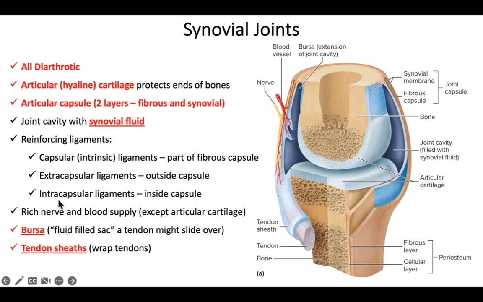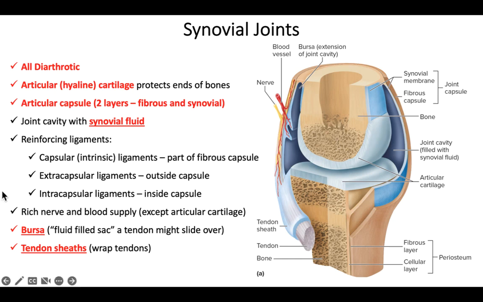And then you might have intracapsular ligaments. Those are found actually inside the cavity or inside the capsule. When we get to the knee joint, the cruciate ligaments are intracapsular. You've probably heard of the ACL. That's called the anterior cruciate ligament, and it's found actually inside the joint capsule. There's also one in the back called the posterior cruciate ligament.